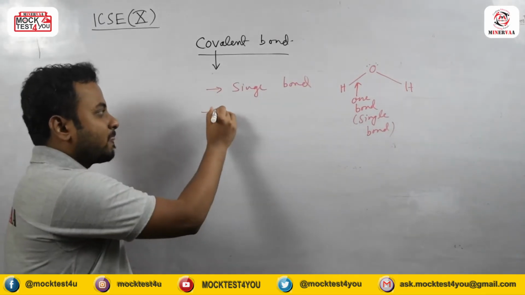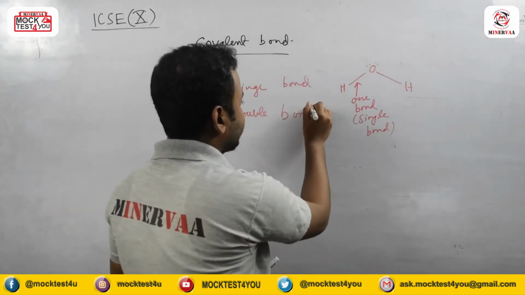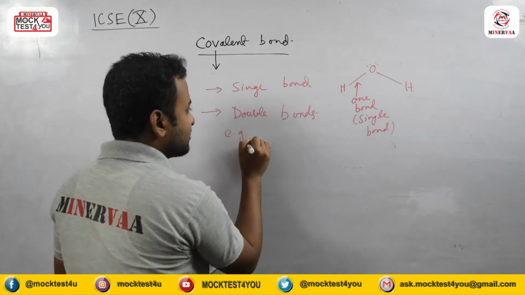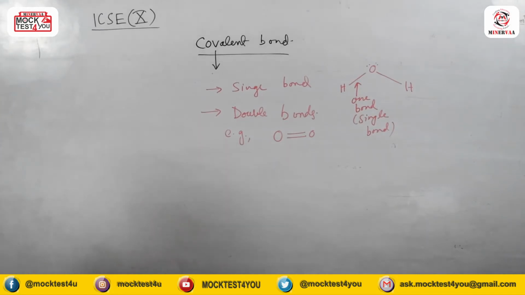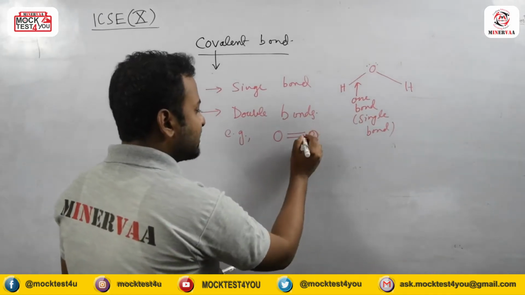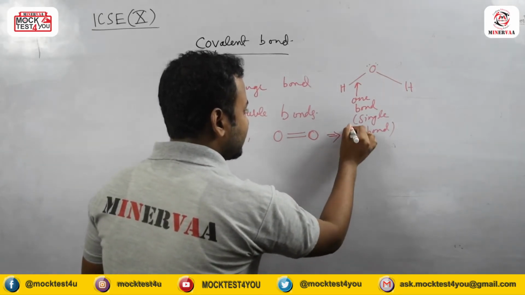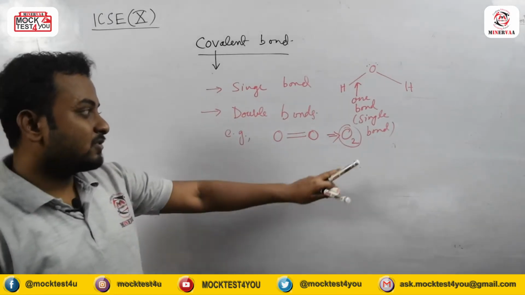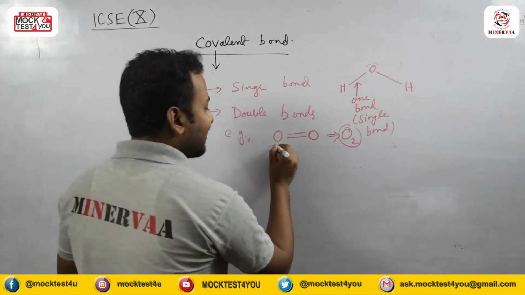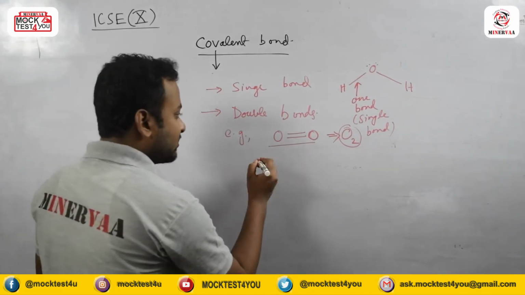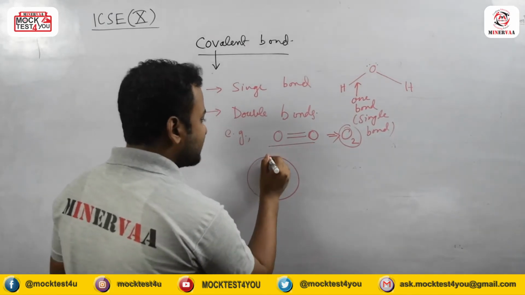There are double bonds. An example is between 2 oxygen atoms, where a double bond is formed. So you see the formation of oxygen, O2, which is essential for respiration. Without oxygen we cannot live, so it is very essential to know the formation of oxygen. We know that oxygen contains 6 electrons in its valence shell.